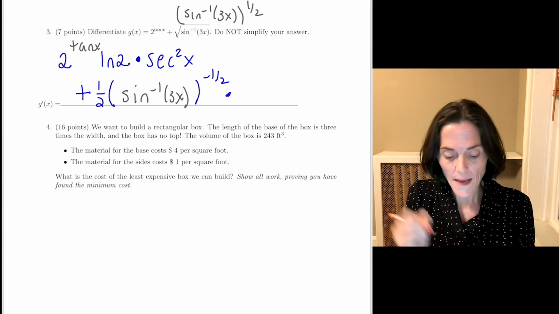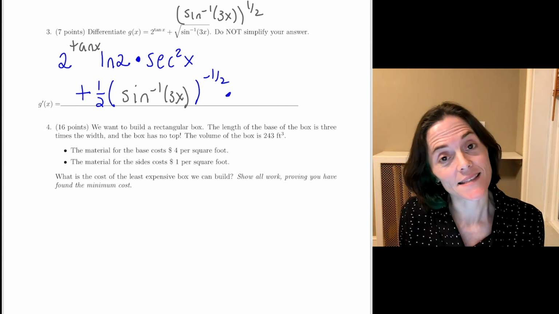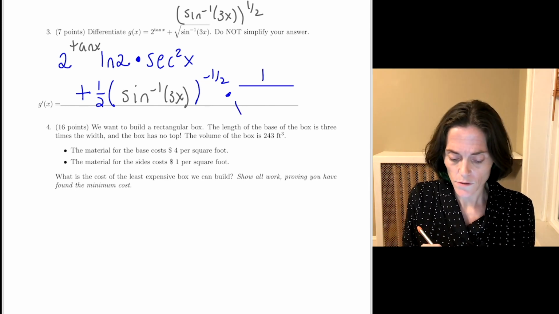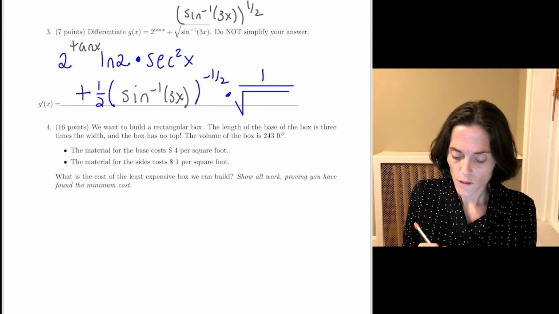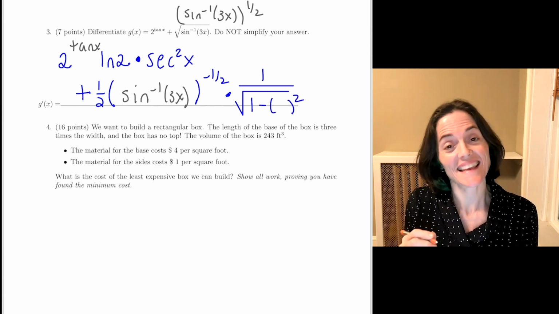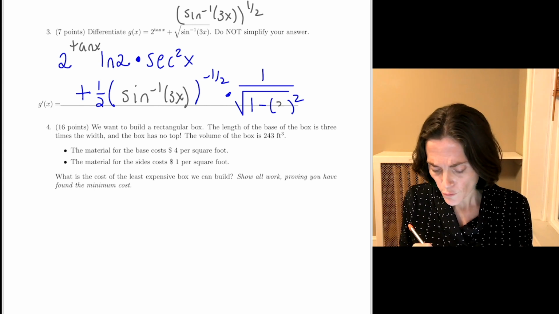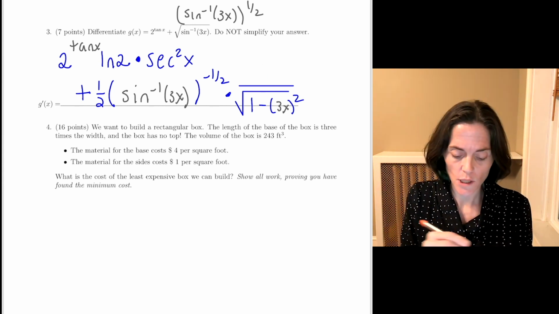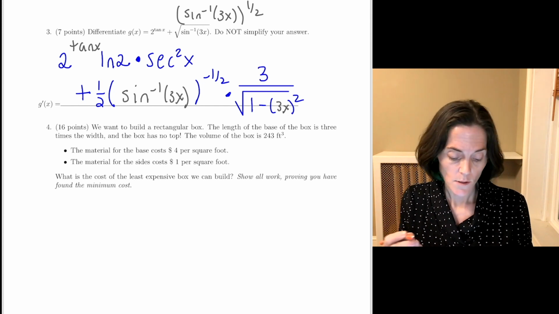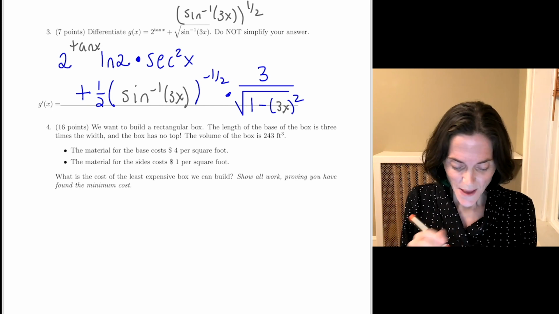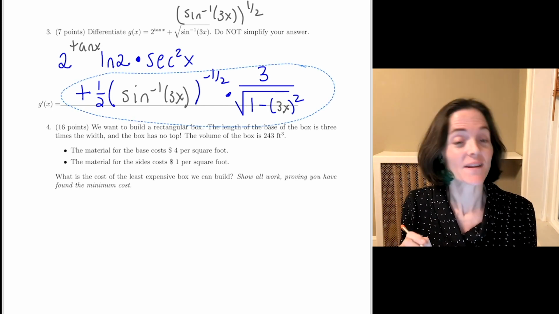Now, multiply by the derivative of sine inverse of 3x. First, we have the derivative of sine inverse, which looks like this, squared. Put in the entire inside function, 3x. And finally, multiply by the derivative of the inside function, which is 3. So this is a long derivative because it had 2 terms. Maybe I'll make each one smaller so we can fit it on this one line.